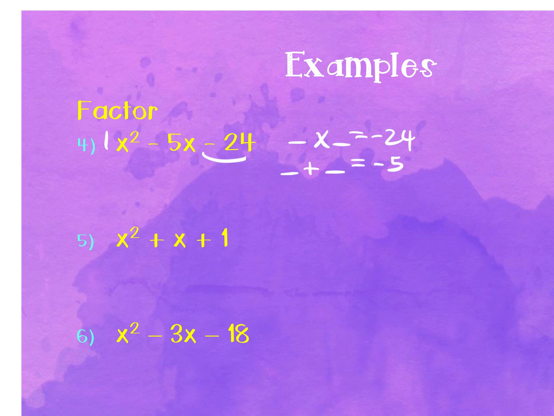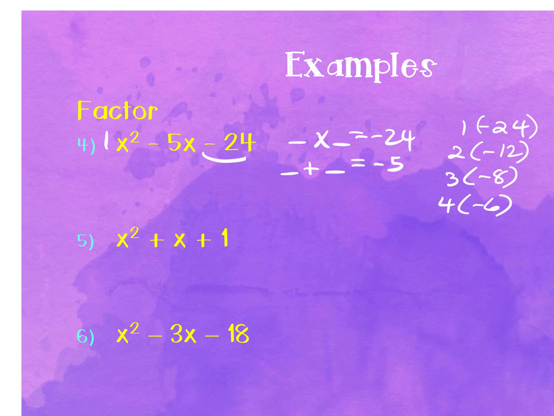So in order to get a negative number, I know my signs have to be different. One positive, one negative. So 1 and 24, and the bigger number gets the sign of the middle. And my middle number was negative, so the 24 is the negative. Then 2, I like to do an organized list. So 2 times 12, then 3 times 8, and then 4 times 6.